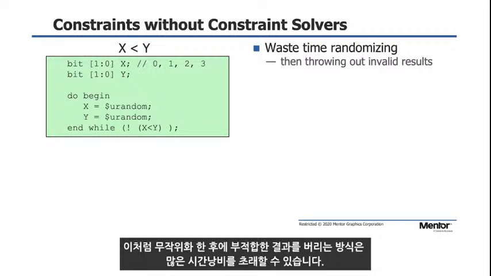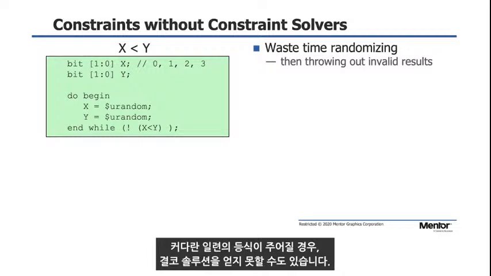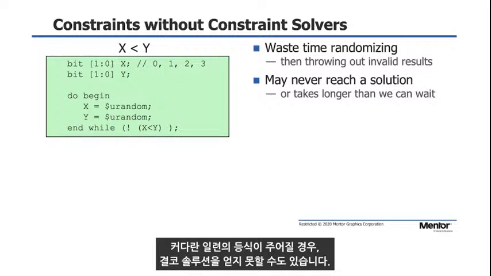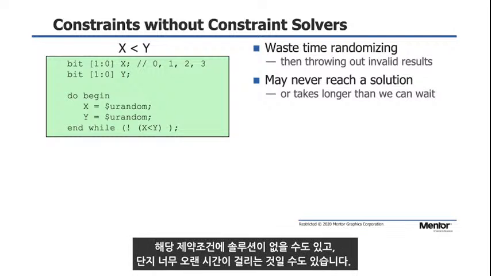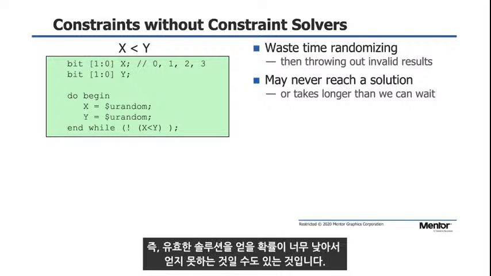This can actually waste a lot of time randomizing and then throwing out the invalid results. Imagine if you had a large set of equations. And you may never reach a solution. It could be that your constraints don't have a solution, or it just takes too long. The probability of getting a valid solution is so low that you just may never see it.